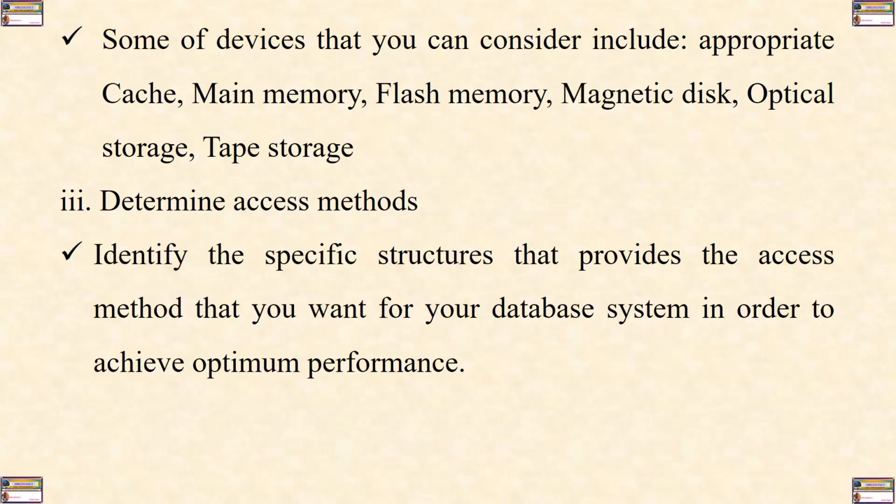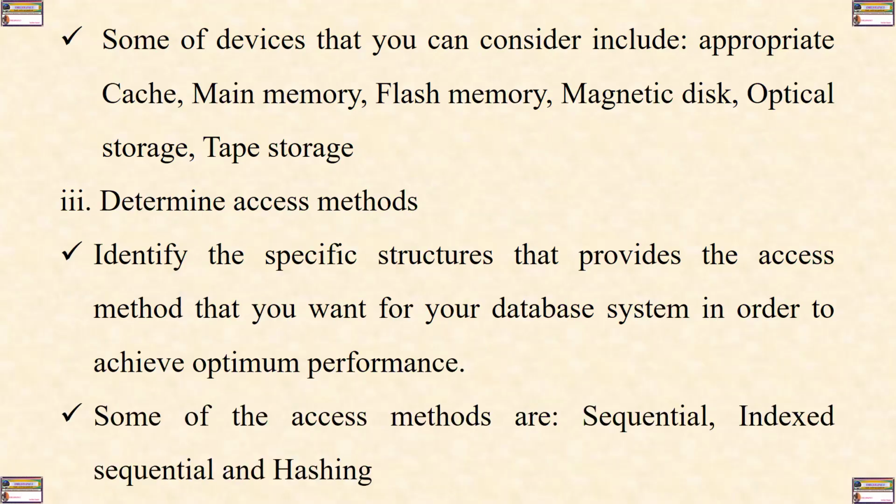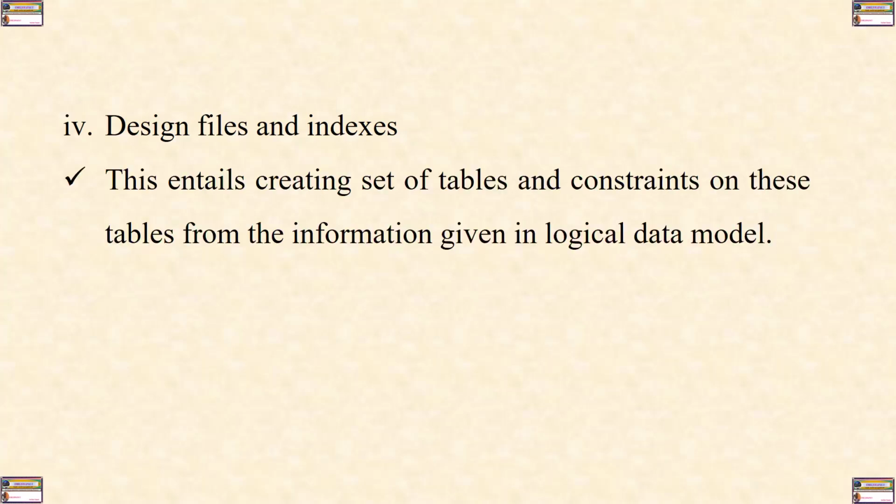Here, you identify the specific structures that provide the access method that you want for your database system in order to achieve optimum performance. Some of the access methods that you can consider are sequential, index sequential, and hashing. Number 4, you design the files and the indexes.